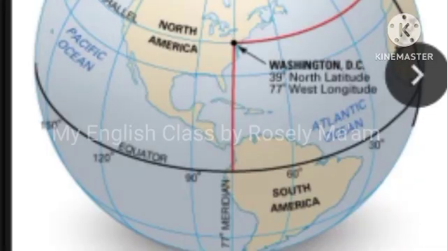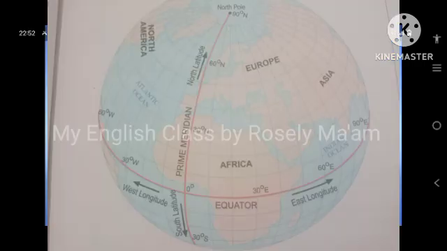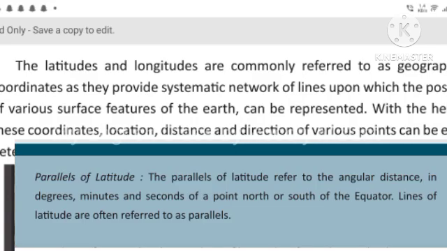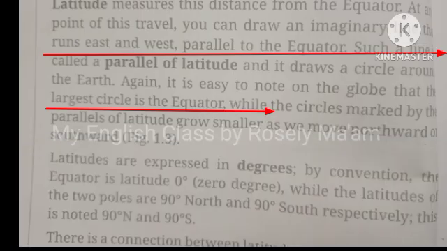Students, to make mapping easy on the globe, the system of coordinates is used. Students, we have already studied the coordinates under the heading latitudes and longitudes. Let's quickly revise. Latitudes. Latitudes are imaginary horizontal lines drawn around the Earth's surface. They measure the distance of a place north or south of the equator.